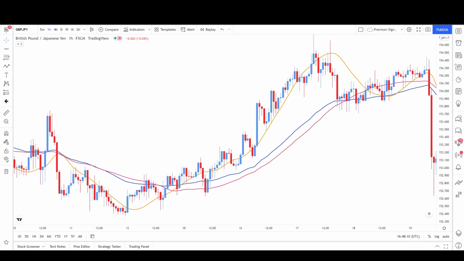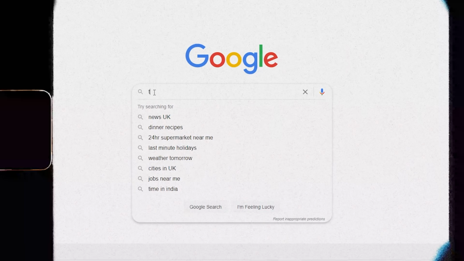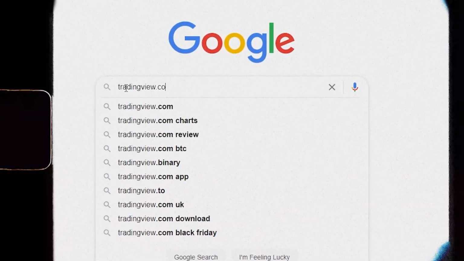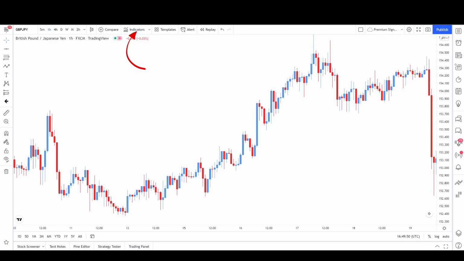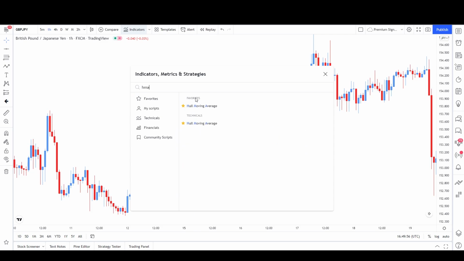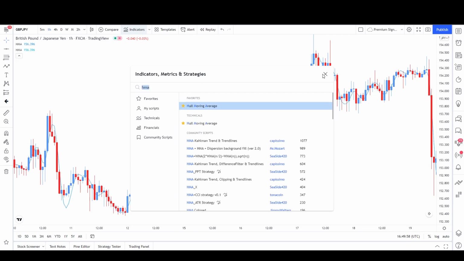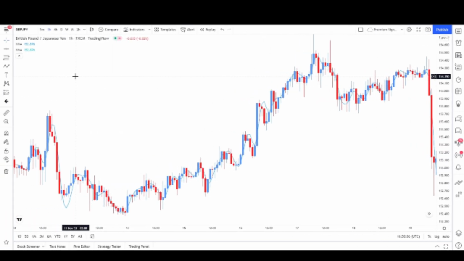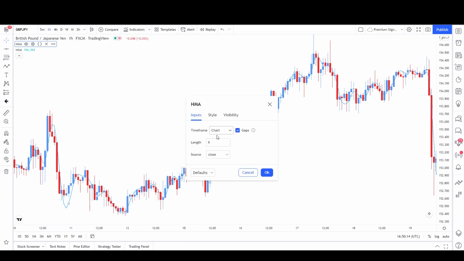Before jumping into the Hull moving average strategy, let me guide you on how you can add this indicator to your chart. Step 1, of course, is to go on tradingview.com, and on the left hand side you will find an indicator section. All you have to do is press on it and type HMA, which is Hull moving average, and double click on it. Because you have them on the chart, they come up with the default settings, but for this strategy we will have to adjust them. Simply choose one of the moving averages and change it from default to 50, and the second one will be 25, and click OK.